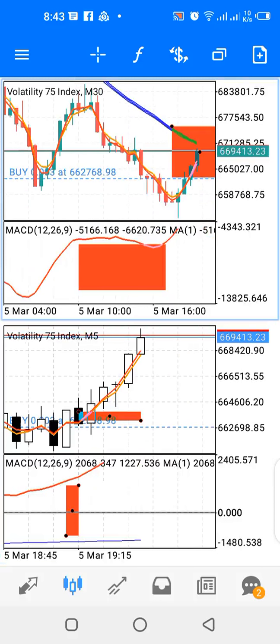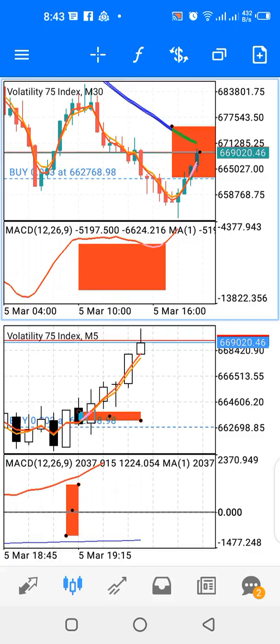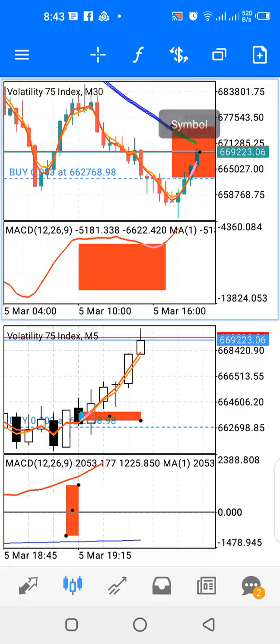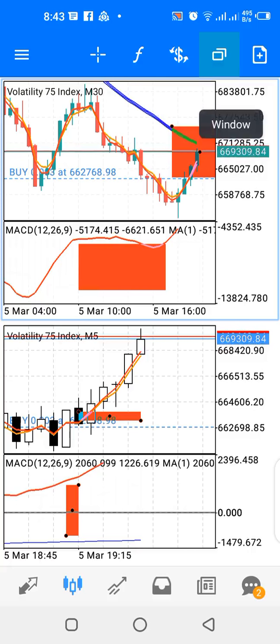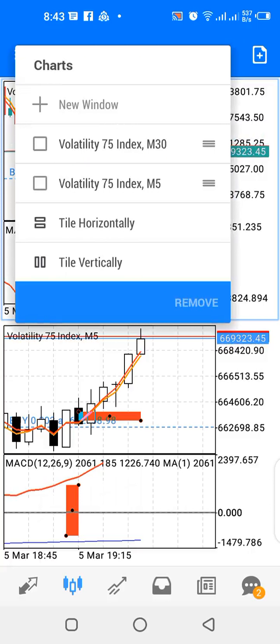Now to divide your chart into 2, we're using MT5. For MT5, if you look at cross here at the top, F for indicators, then this for symbol, then this is what you use to divide window. When you have window, once you press on it, it pops the charts up. Then you can now divide your chart. You can divide it into 2 windows. Like as you can see on the screen, I have the first window.